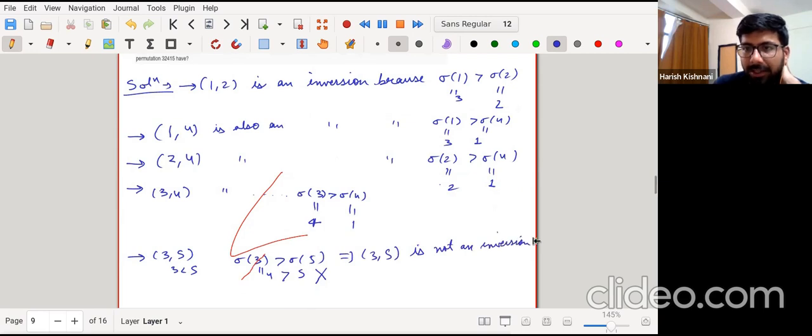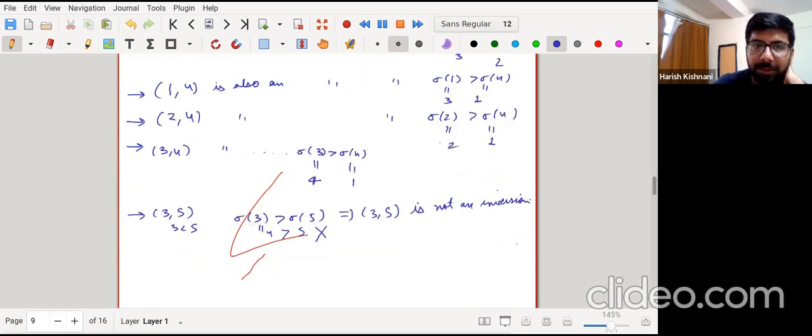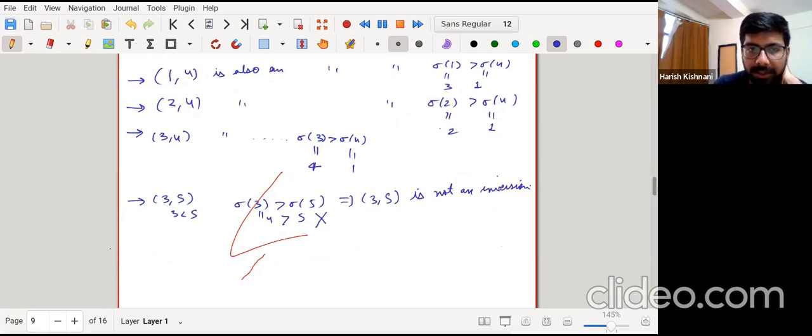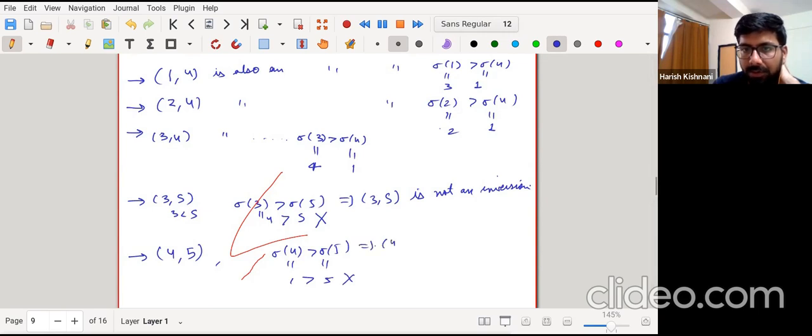And once you started with 4, then there is only one possibility you need to check because we are already assuming that i has to be less than j. So is sigma 4 greater than sigma 5? So sigma 4 is 1, sigma 5 is 5. So that's not true, right? So 4 comma 5 is also not an inversion.